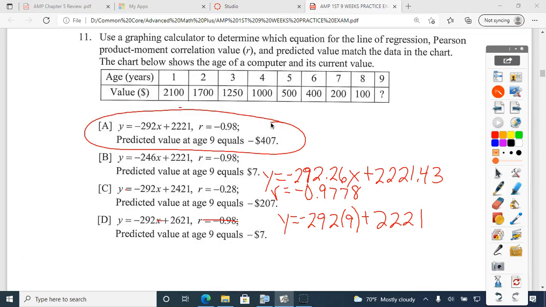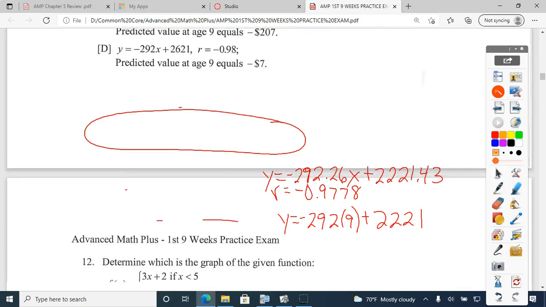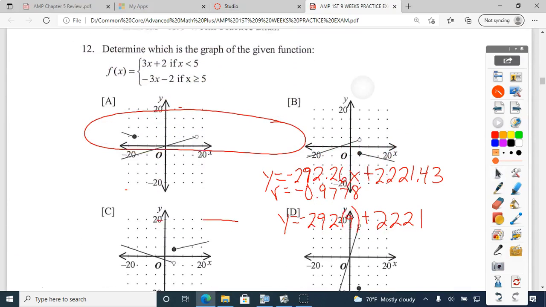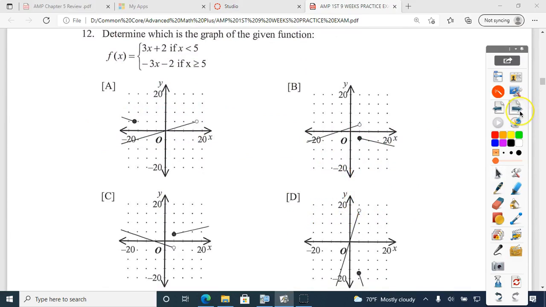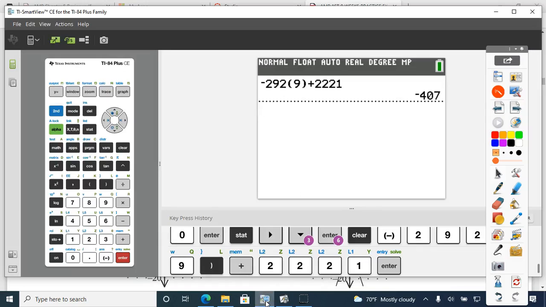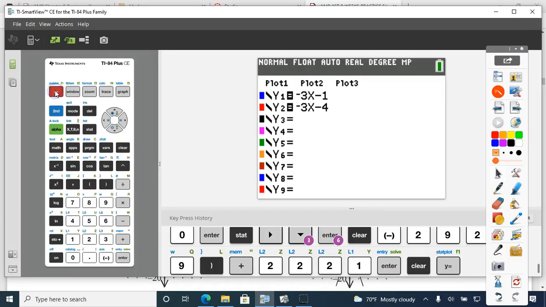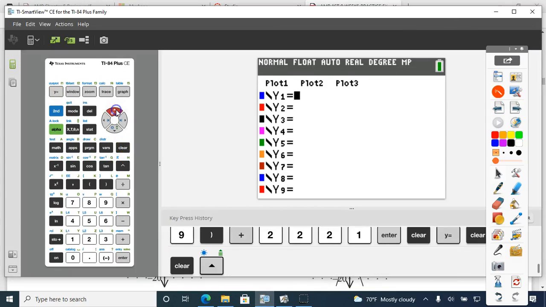All right. Number 12. It says determine which of these graphs is the graph of the given function. So we talked about this yesterday. You can put this in your calculator. So I'm going to go to my calculator, and you're going to go to y equals, and clear anything out that you might have there. And it says 3x plus 2.